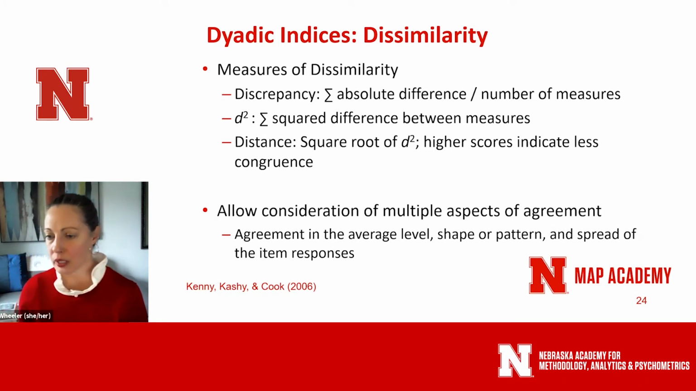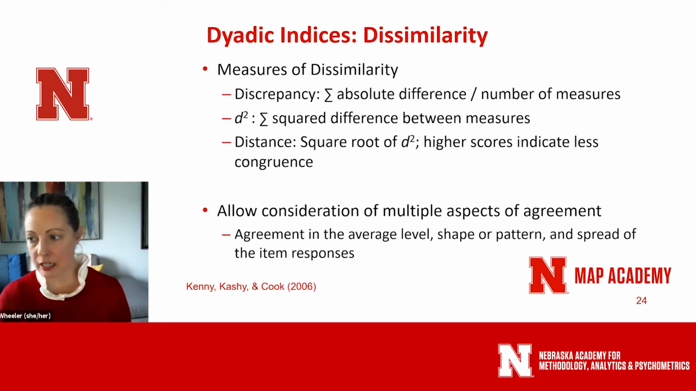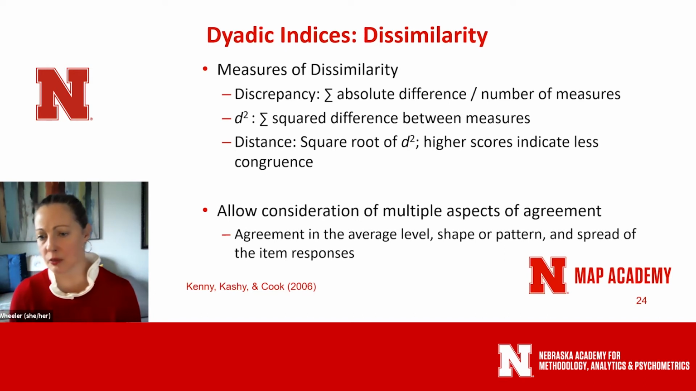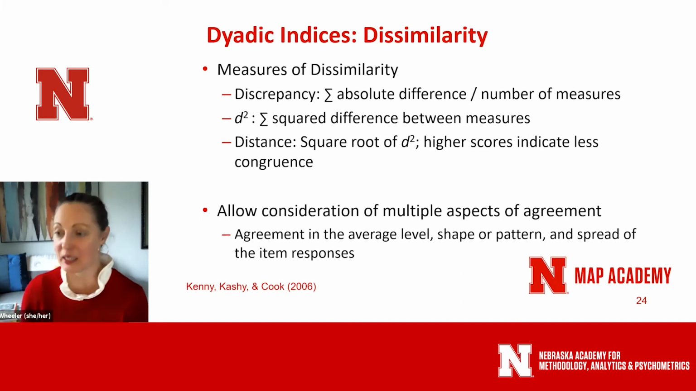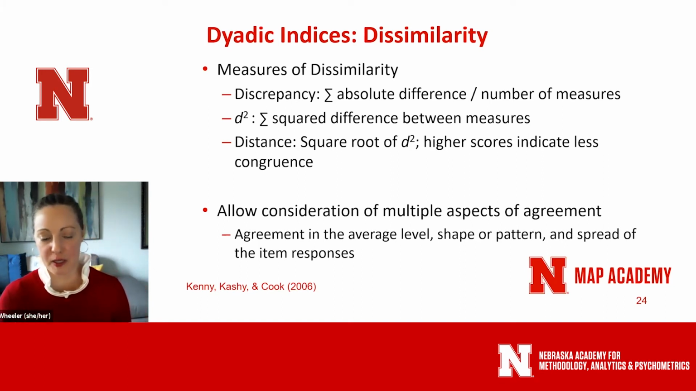And so when we consider these measures of dissimilarity, there are these multiple aspects of agreement that you can examine. In addition, you can also calculate these measures regardless of whether dyad members exhibit variability in their responses across items. So given these qualities, some scholars argue that dissimilarity indices have more utility than similarity indices. I'm going to talk about similarity indices next, but then I'm going to come back to dissimilarity indices in more detail in relation to the latent variable modeling context.